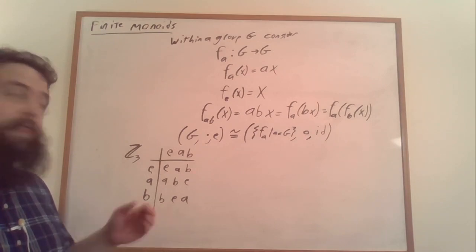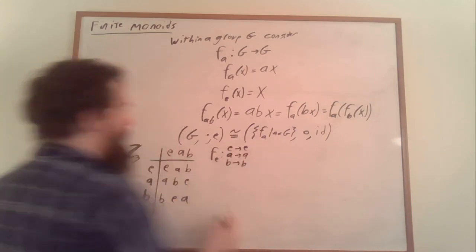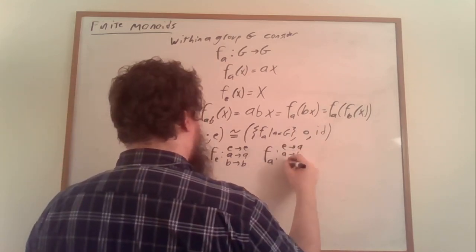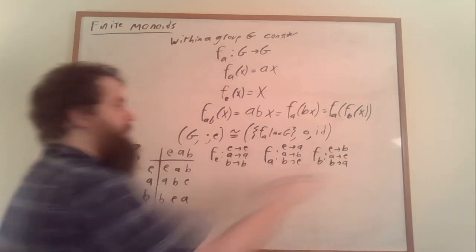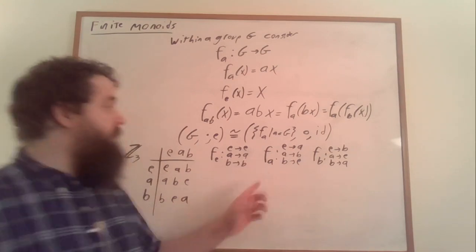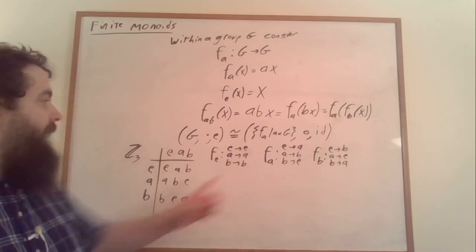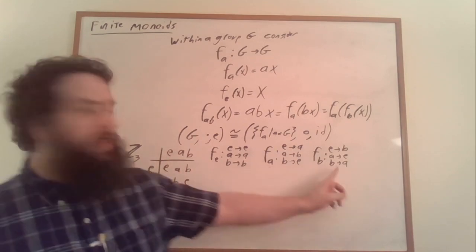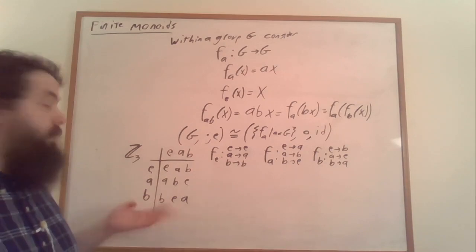Now let's take a look at the various functions that each of these elements wind up corresponding to. Of course, f sub e acts as the identity function. F sub a behaves like this. And f sub b behaves like this. And again, the key thing was that when we composed, for instance, if we compose f sub a and f sub a, that should give us f sub a times a, which is b. So if I compose this function with itself, I should get this function here. That the functions under composition behave identically to the group elements.